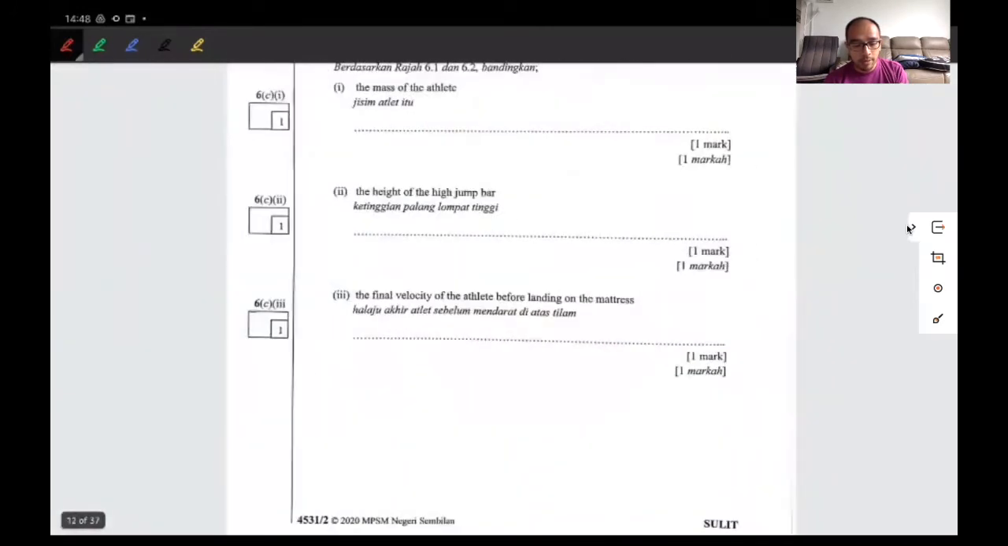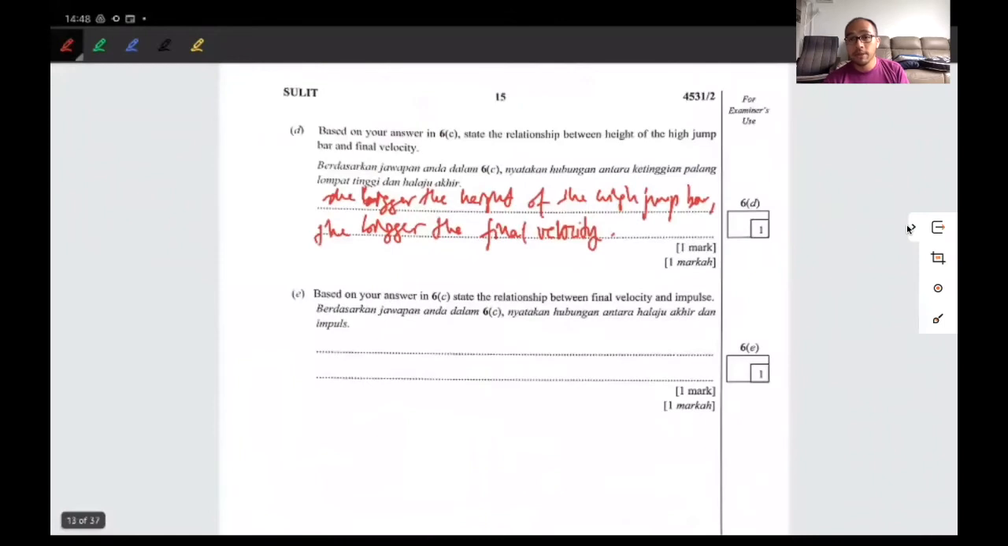So coming back to this, please remember, don't use the words faster, velocity. Higher, lower, greater, smaller, bigger, that's what we use. So finally, state the relationship between final velocity and impulse. The bigger the final velocity, the bigger the impulse.